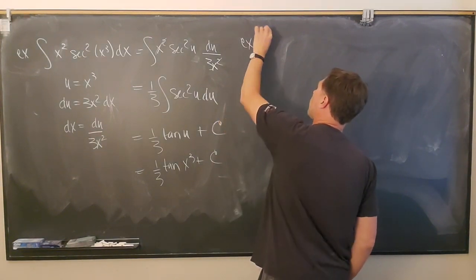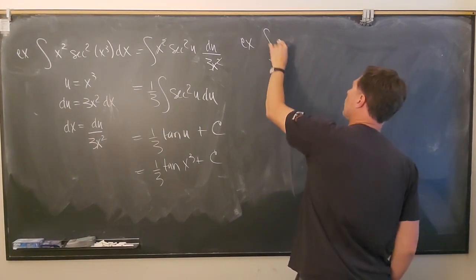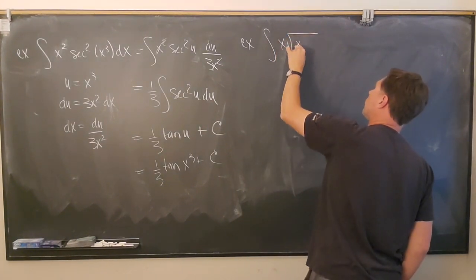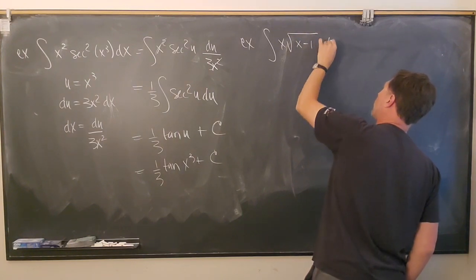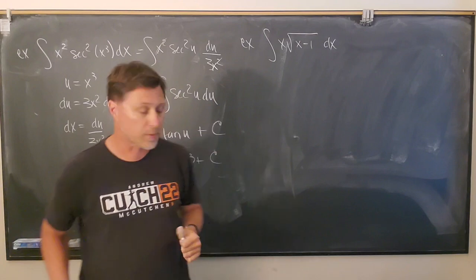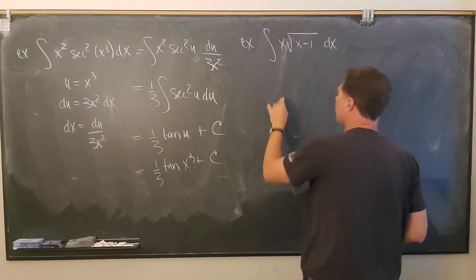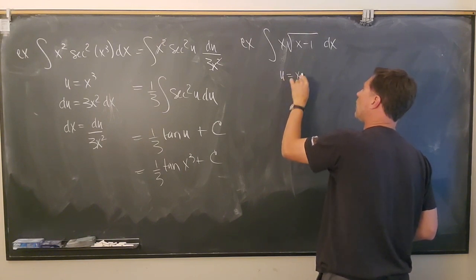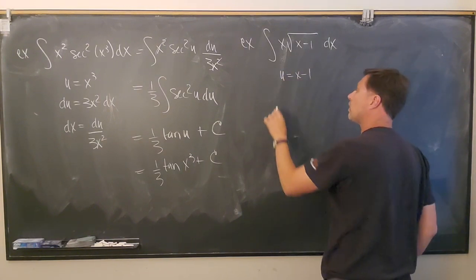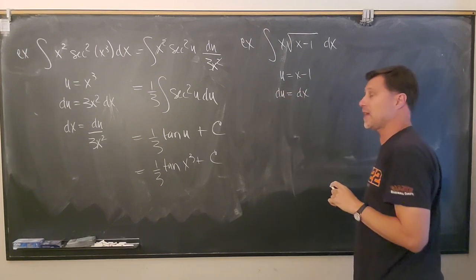Now, I'm going to do a couple more examples here. So this next one, x times square root of x minus 1 dx. This is definitely one that I don't know the formula for, right? So substitution is going to be the way to go. So in this case, I need to make a choice. I'm going to let u equal x minus 1. And then du, let me take the derivative, is just dx.